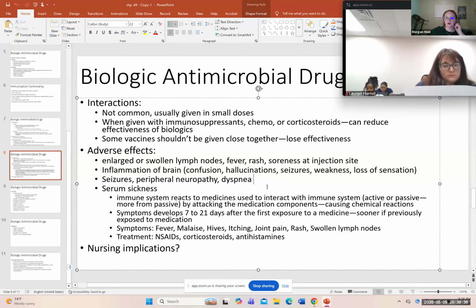They're supposed to be rare, but again, we do see them. Probably the first group is going to be more of the ones that you see: injection site redness, soreness, swollen lymph nodes. And those should be temporary.